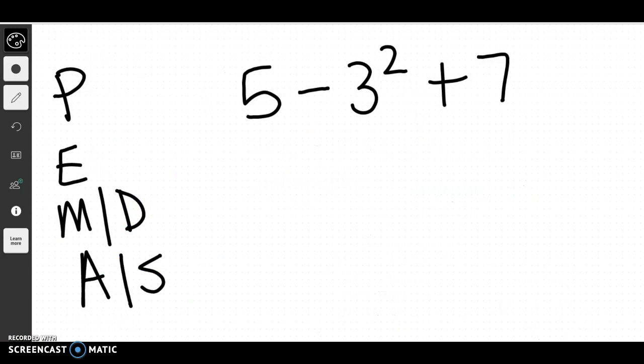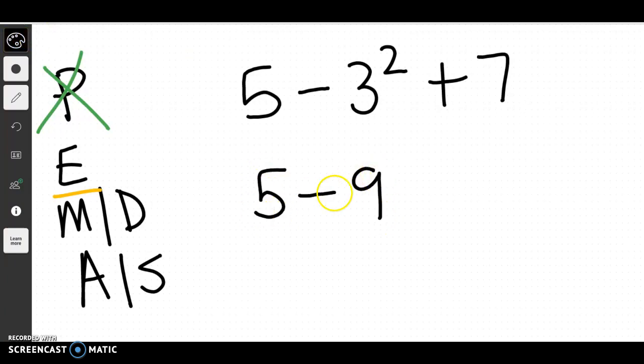Okay, so here's our second example. And again, we're going to use our order to help us out. We don't have any parentheses, so we don't have to worry about that this time. We do have an exponent, and our exponent is 3 to the second power, which we just did as 9. So we're going to have 5 minus 9 plus 7.